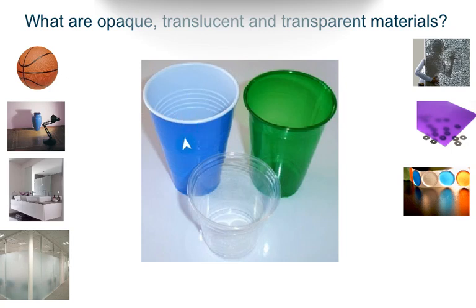So to find out, maybe you have to take the cup and shine a torchlight through it to see whether it allows light to pass through, or to put something inside the cup and to see whether you can see it from the outside, or see some shadow or some shape of it from the outside. If you can see that, then that will be a translucent material. If not, then it will be an opaque material.